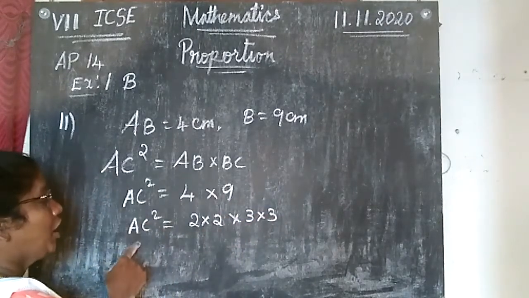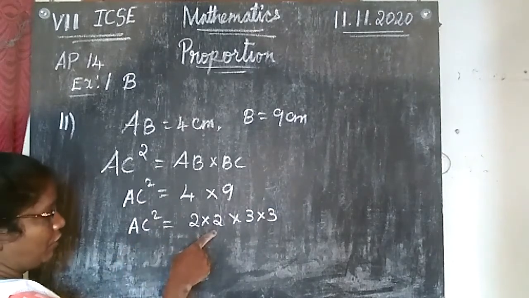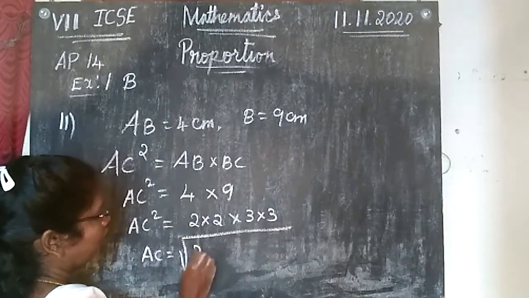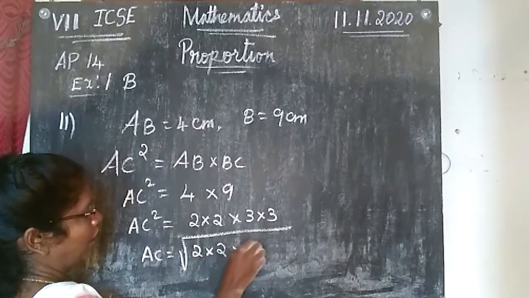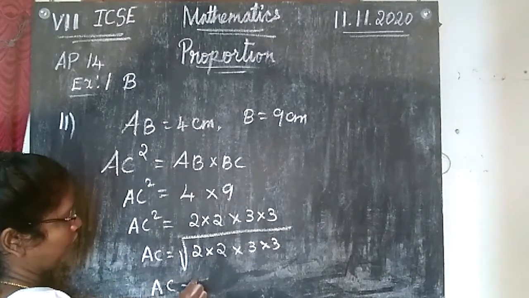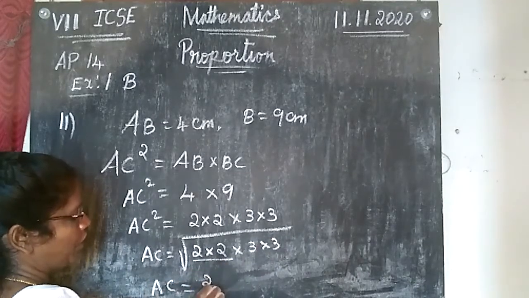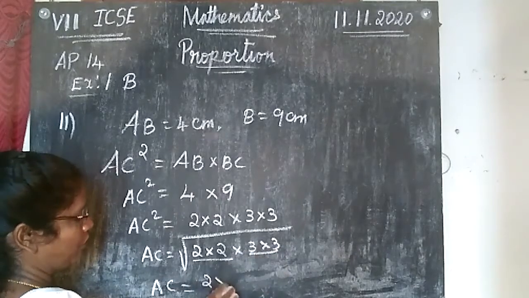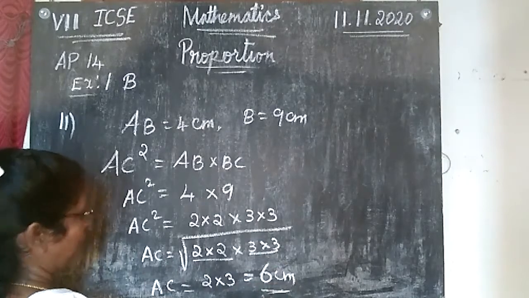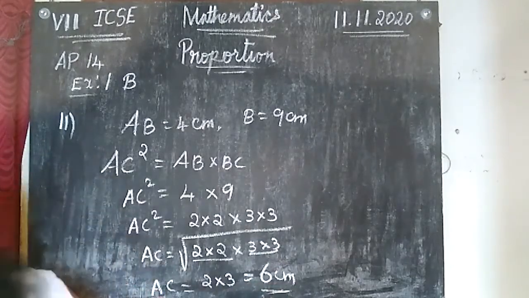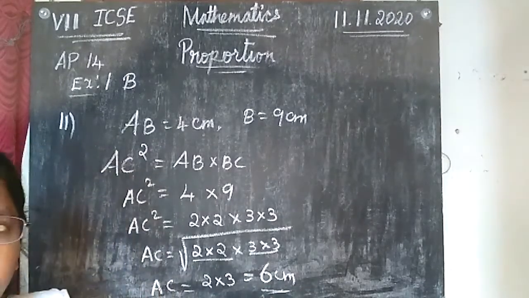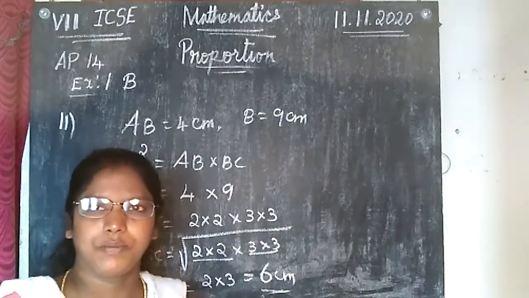Now, we only have AC square. To find out AC, we need to take the square root of 2 into 2 and 3 into 3. Therefore, AC is equal to, for these two 2s I am taking one 2 out, for these two 3s I am taking one 3 out. That is equal to 6 centimeter. So AC is 6 centimeter.